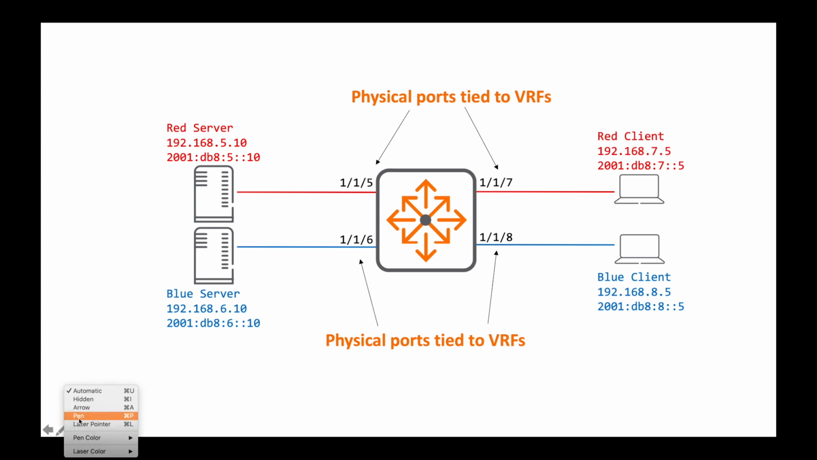Here's the network that we configured in the first video. Let me grab my laser pointer. So we had our single device and we had our 4 ports, which are all physical ports that were tied to our VRFs. So 1/1/5 was in red, 1/1/6 was in VRF blue. This is the simplest configuration. We had physical ports tied to VRFs.